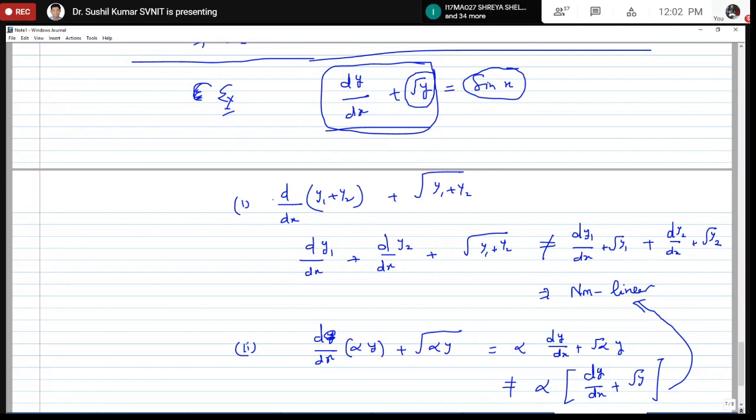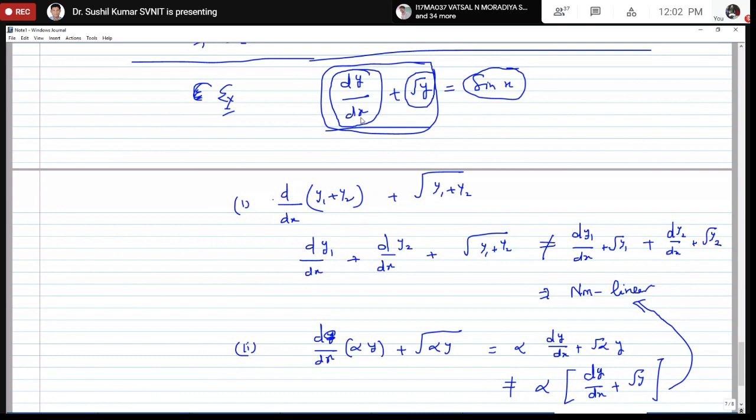If the power of y is 1, then it will be linear. In the same way, if we have some power of this term, dy over dx, then again it will be non-linear. So the conclusion is, it will be linear if it is linear in the dependent variable and its derivative. The simple definition of a linear ordinary differential equation is an equation which is linear in the dependent variable and its derivative.